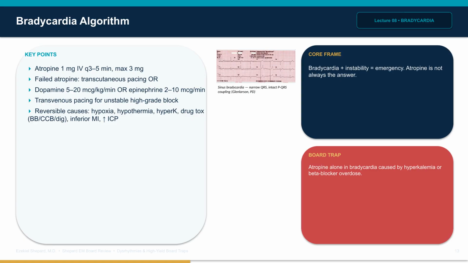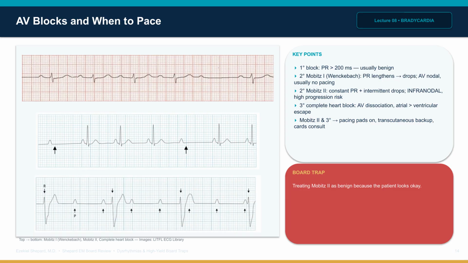Lab pearl: check potassium in any bradycardic patient on dialysis, an ACE inhibitor, or spironolactone. Hyperkalemia with peaked T waves and a widening QRS is a board favorite hiding under symptomatic bradycardia. AV blocks have predictable patterns.